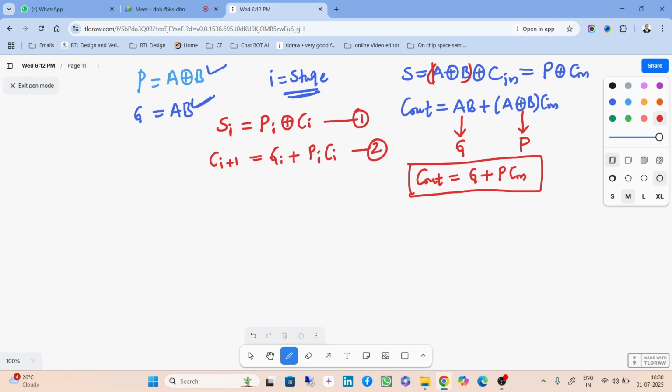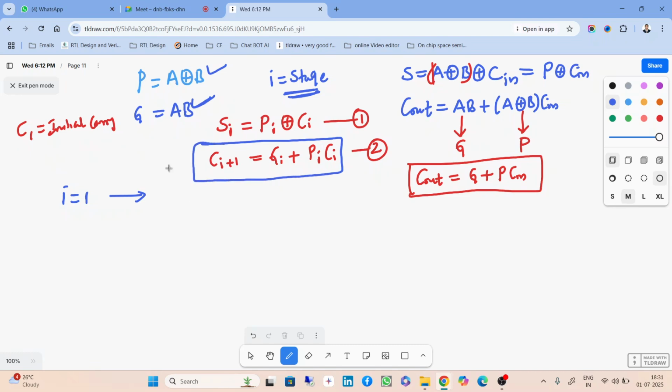Yes, sir. Okay. Now suppose let us take C1 as the initial carry. So from this, suppose you take i equal to 1. I equal to 1 means what is S1 and what is C1? Here I am concentrating only on this one. Here you will get C2 equal to what? Tell me.